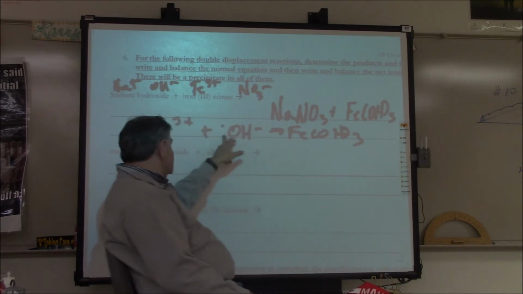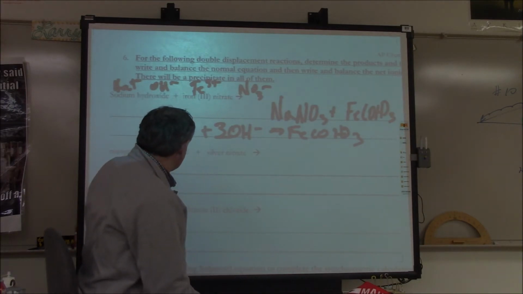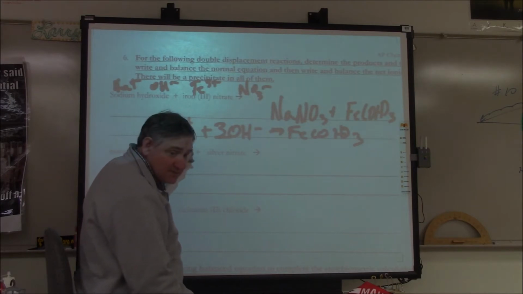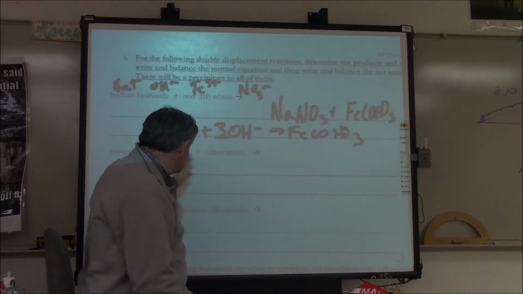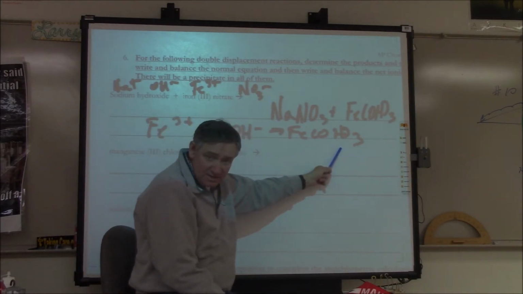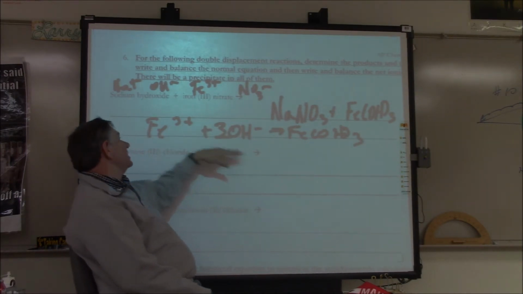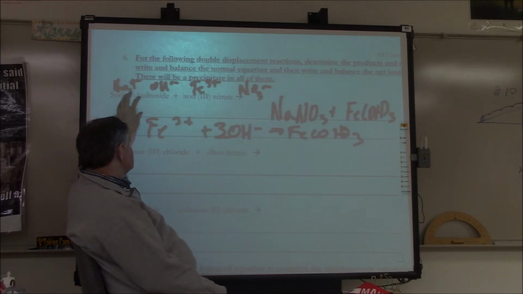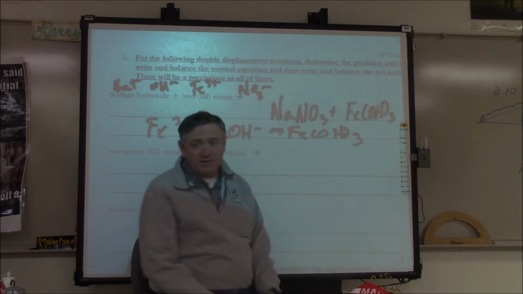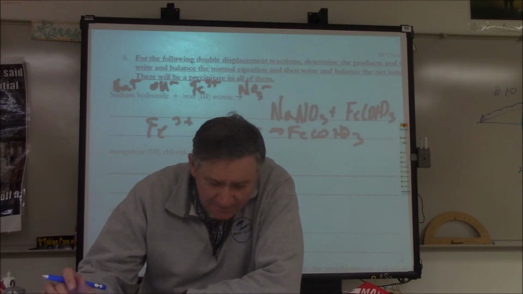So what you want to do is come in here and put a 3 there. Now I've got Fe3+ plus 3 hydroxides. Now I have 3 positive charges and 3 negative charges. This balances out to 0. The 3 hydroxides balance out those 3 hydroxides over there. So this is what the net ionic equation should look like. The first one is just sodium hydroxide plus Fe(NO3)3 is going to yield NaNO3 plus Fe(OH)3. Make sure that you balance those. Okay.